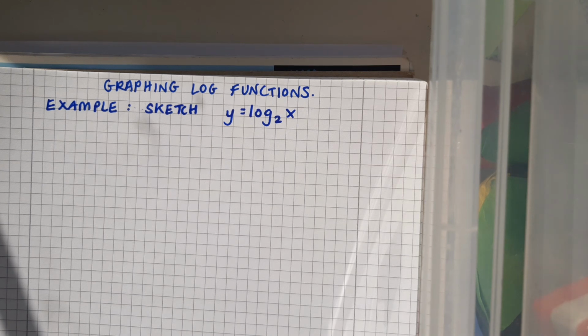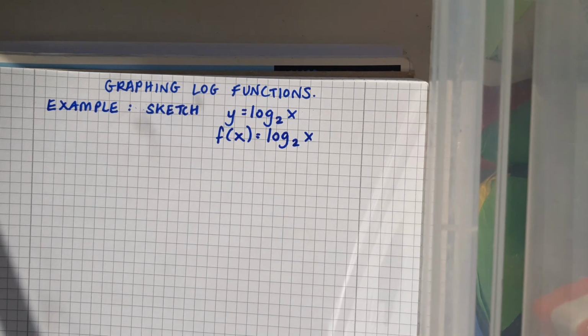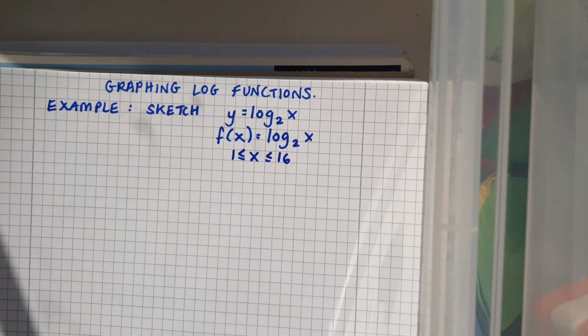Of course, just like in any question with functions, this could also be written as f of x equals log to the base 2 of x. And as you would normally expect, you'll be given a range of values to use for your x. Then you evaluate those before you draw your diagram. Here I'm going to specify that x is between 1 and 16.